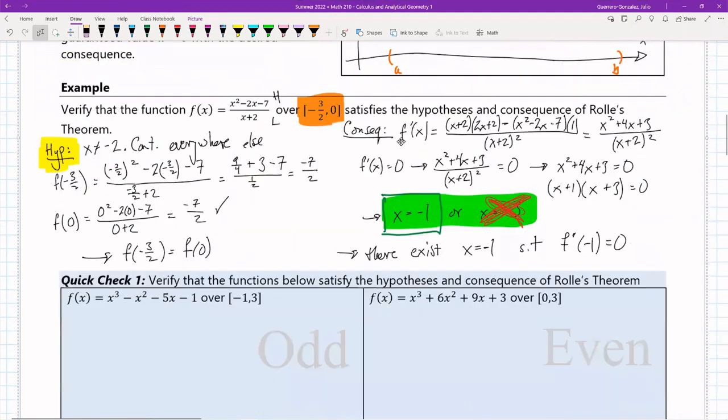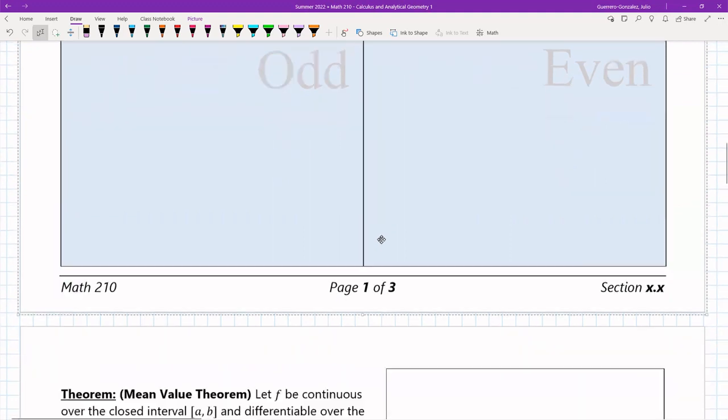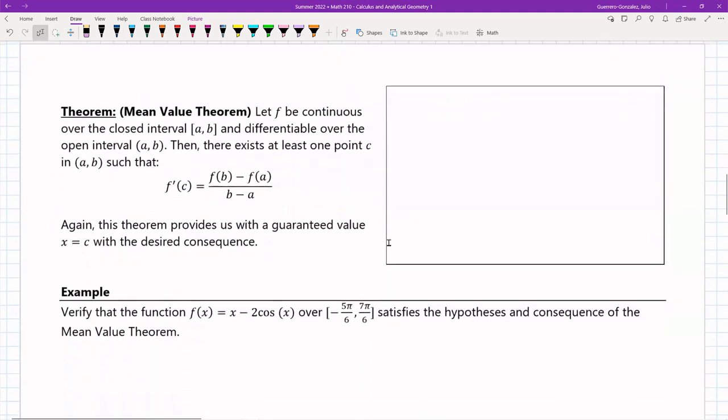Okay. The next thing that comes up now is quick checks. I just want you to verify the hypothesis and consequence of Rolle's theorem, just like I did before in the example above. Take it step by step. Do the hypothesis first and do the consequence next. Make sure that you justify continuity appropriately. That might mean that you need to go back to the previous sections to make sure that you're doing it right.